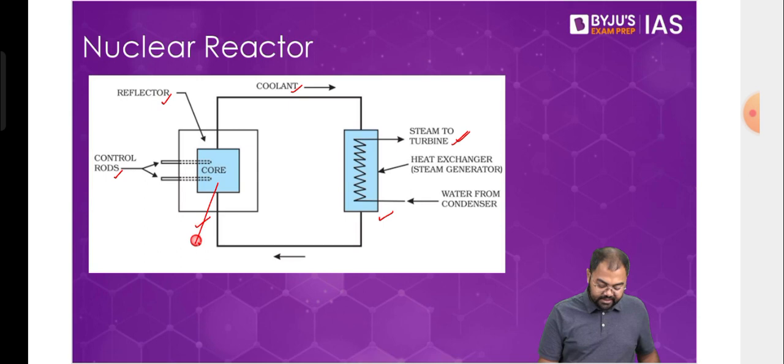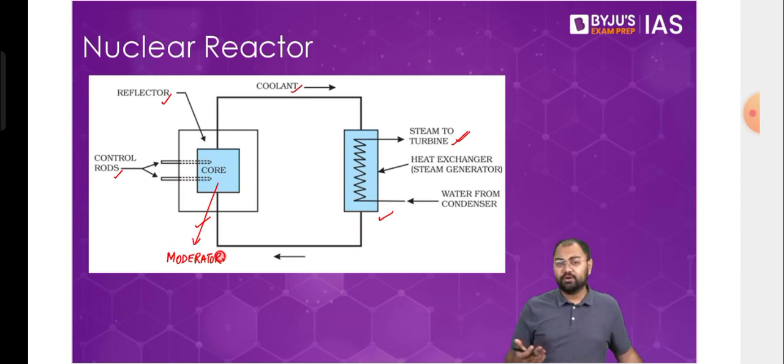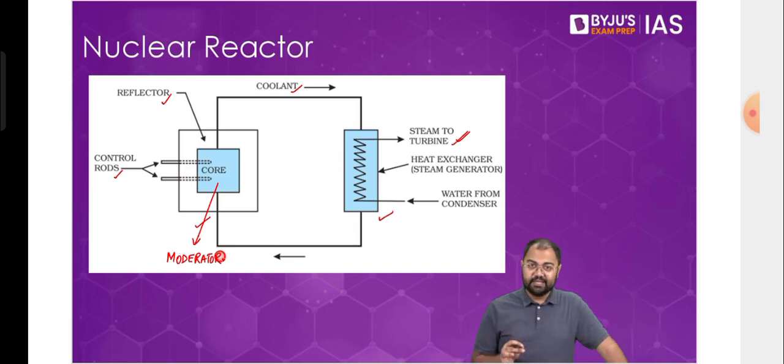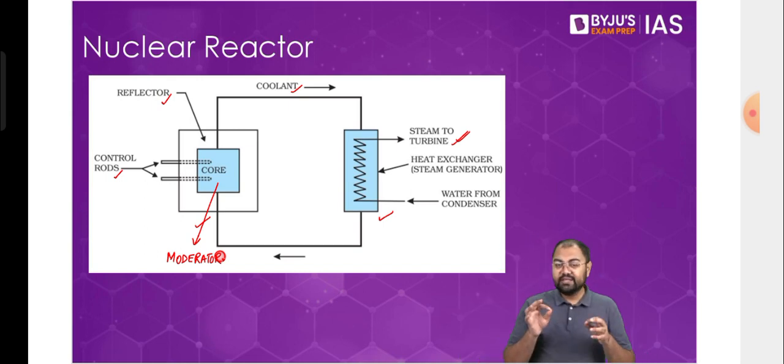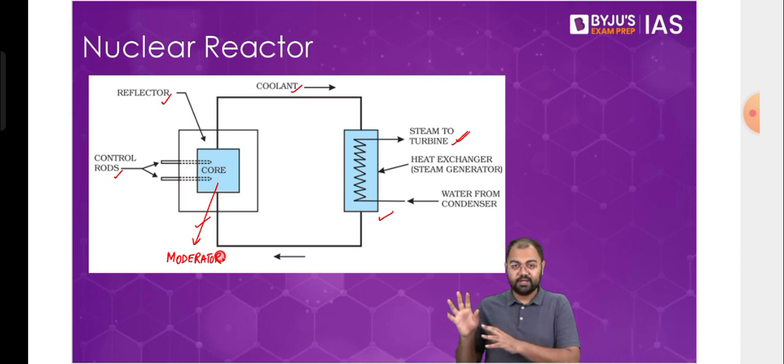Apart from all these things, there is one more part inside which is called a moderator. Now a moderator may or may not be present in a reactor. In some of the reactors it is present, in some of the reactors it is not required. So a moderator basically is required whenever we need to slow down the speed of neutrons. Most of the reactors that we use need neutrons to travel at a certain speed.